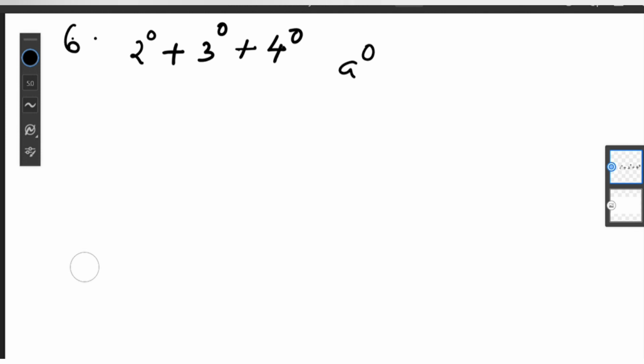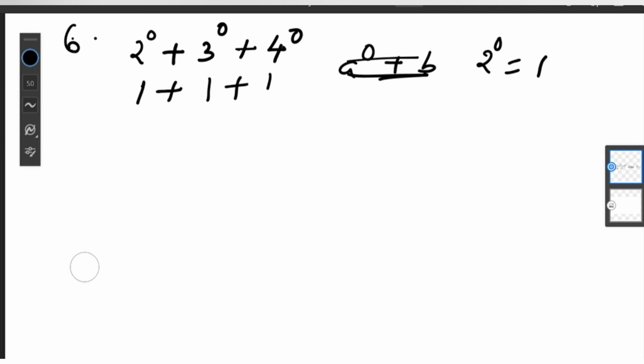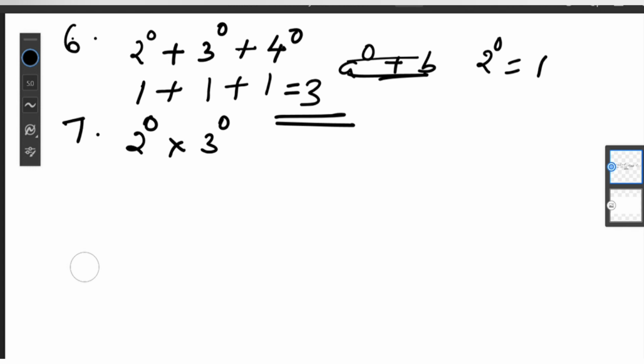2 to the power 0 plus 3 to the power 0 plus 4 to the power 0. We have already told that any number raised to 0, it is what? 1. Okay. So 2 to the power 0 is 1, plus 3 to the power 0 is 1, plus 4 to the power 0 is 1. 1 plus 1 plus 1, that is 3.